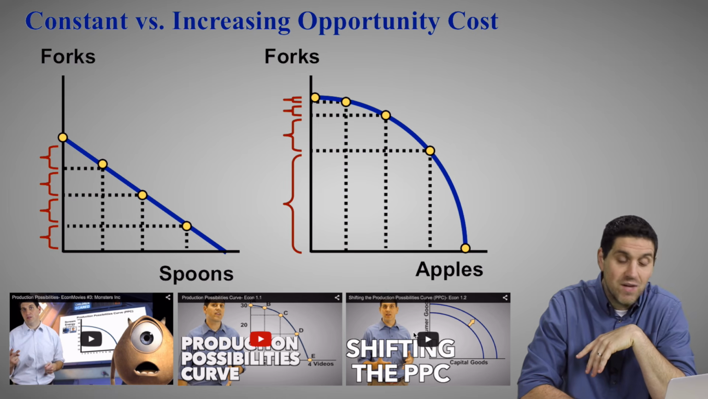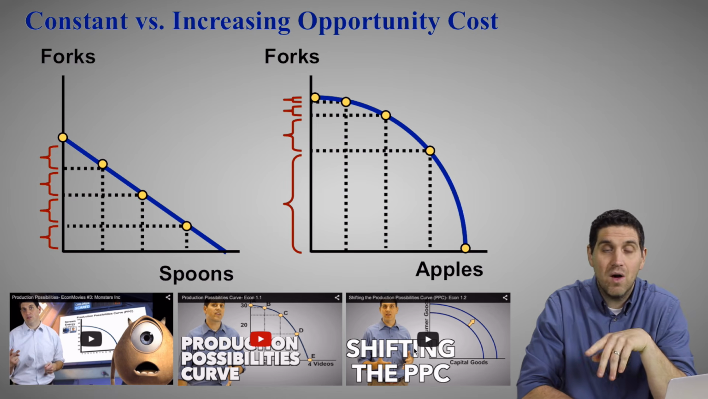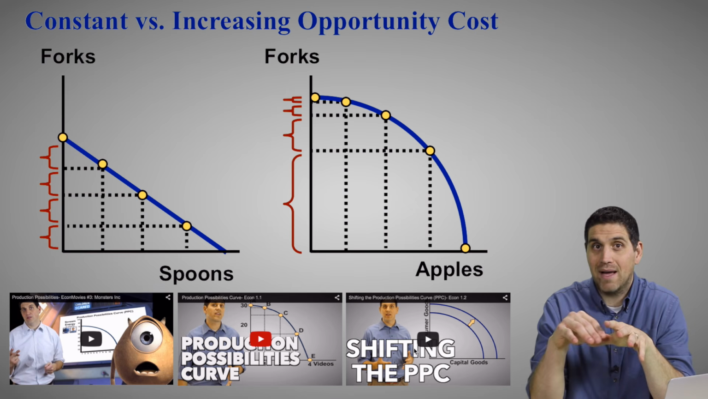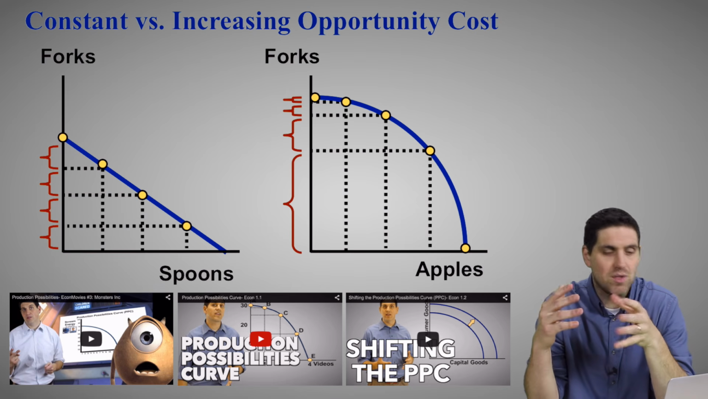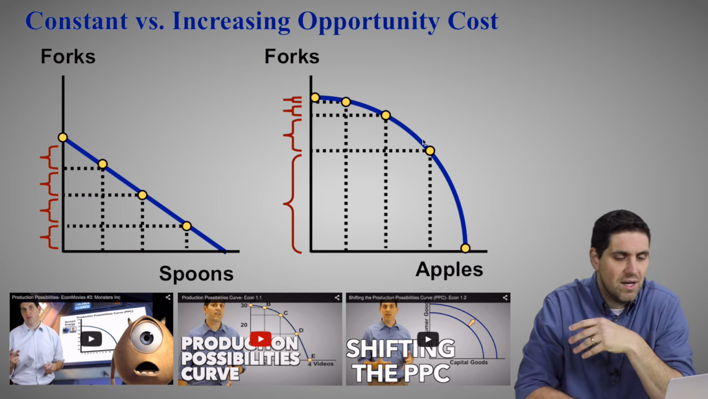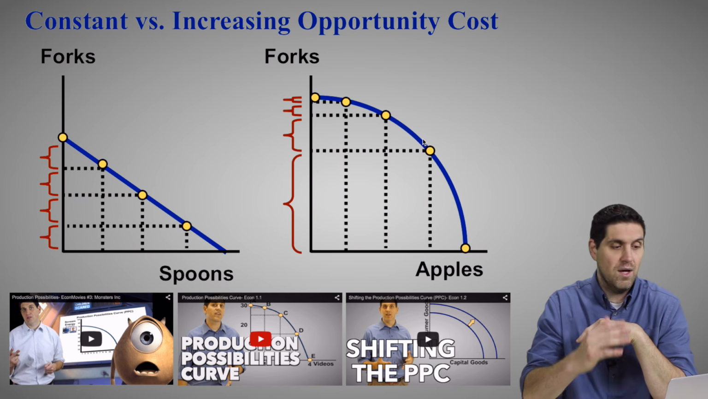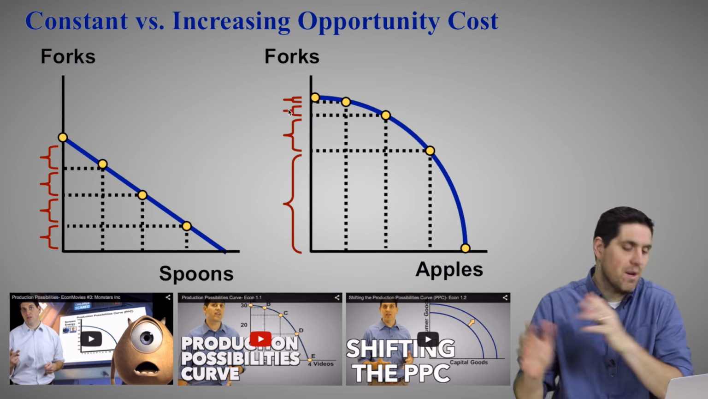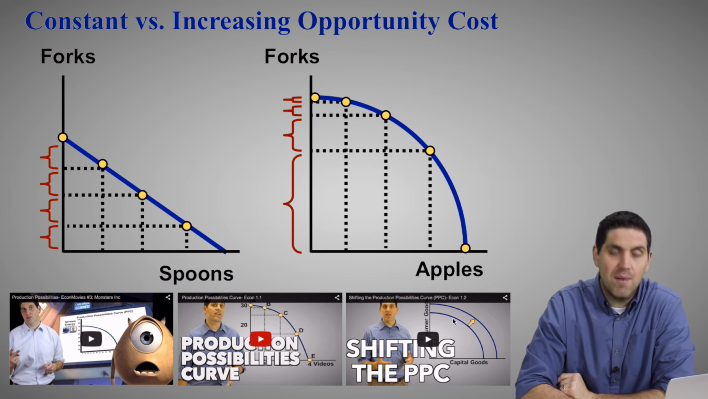I'm not going to talk about shifting the production possibilities curve in this video, but there are some practice questions on your packet. Make sure to try those because it's pretty self-explanatory. If for whatever reason we have new technology, this entire curve can shift outward, right? We can get more forks and more apples. Anyways, go back and watch one of these videos if you need more details.